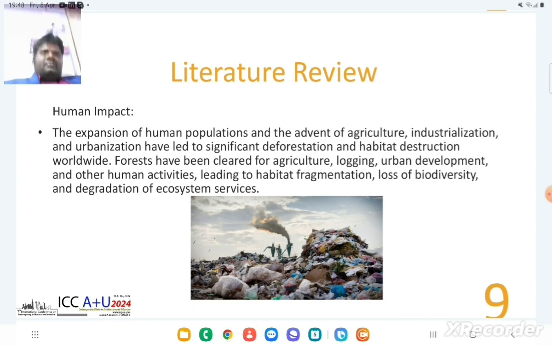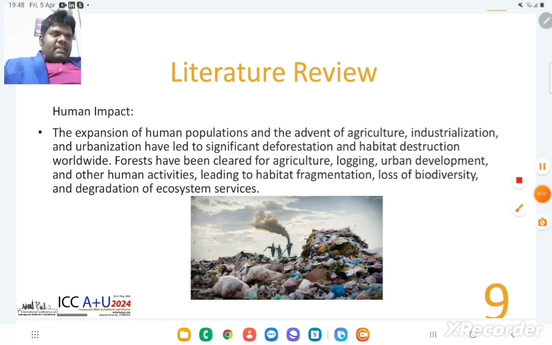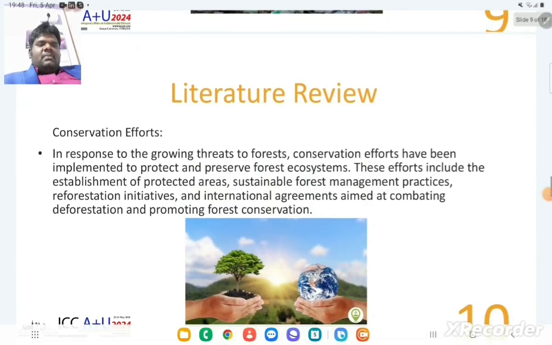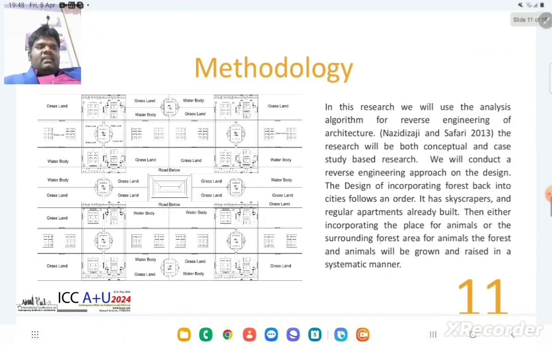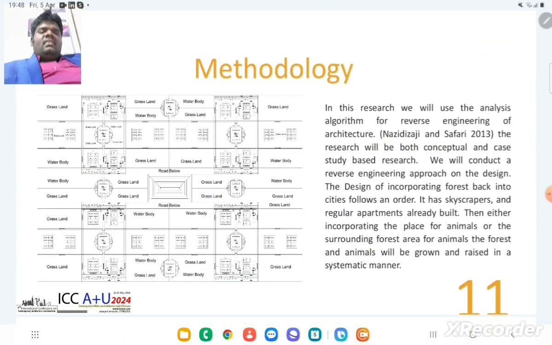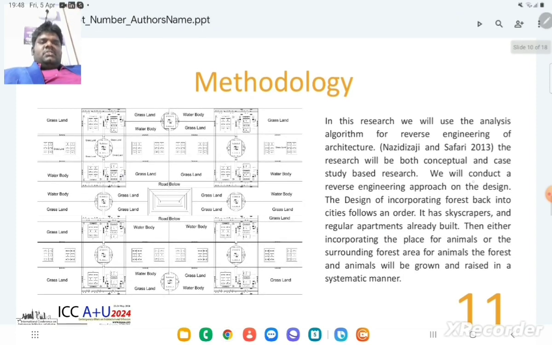So after that, humans came into the picture. They evolved on the planet. Expansion of the human population and the advent of agriculture started to happen. Then humans started destroying the biodiversity, all the life on the planet. They started cutting trees, and the earth started to degrade, and now we have the urban area which is modern. So this is the overall view of the concept of bringing the forest back into the city.